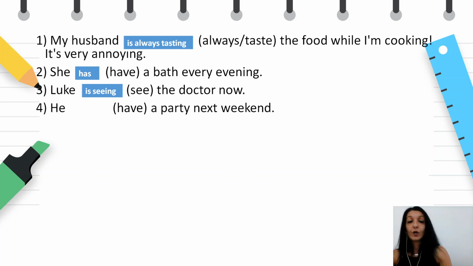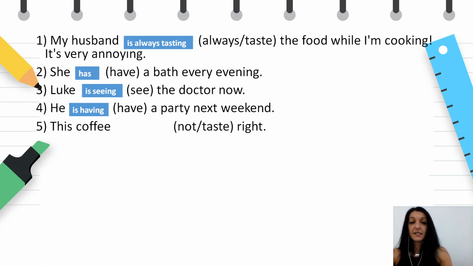He have a party next week. Here we have a future plan for next week, so it's present continuous tense: he is having a party next weekend. The fifth sentence: this coffee not taste right. Okay, so here we have an opinion. So it should be doesn't taste right.